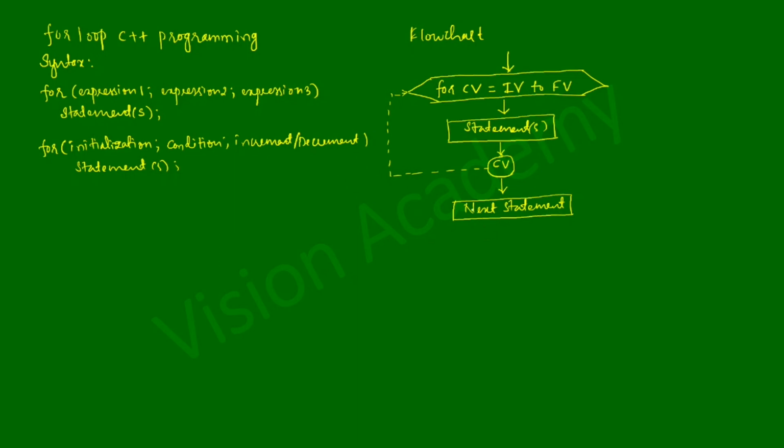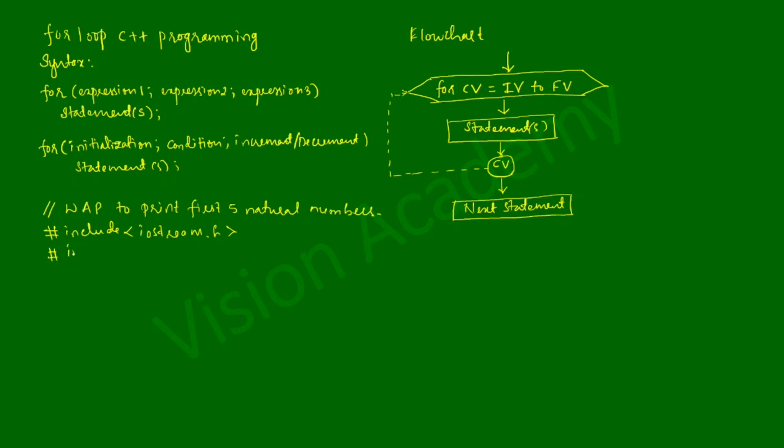Now let us take a programming example. Here I'm going to write in a single line command: write a program to print first 5 natural numbers. Now let us begin with the preprocessor directives. Hash include, in the angular brace we will write iostream.h, that is input output stream.h header file.